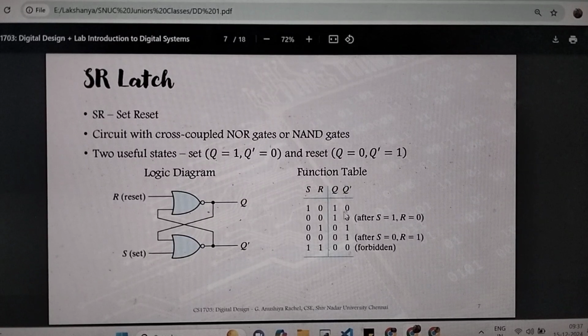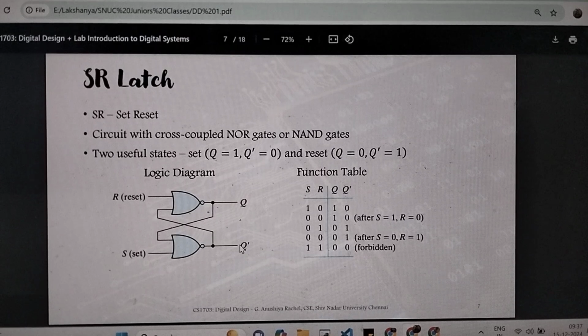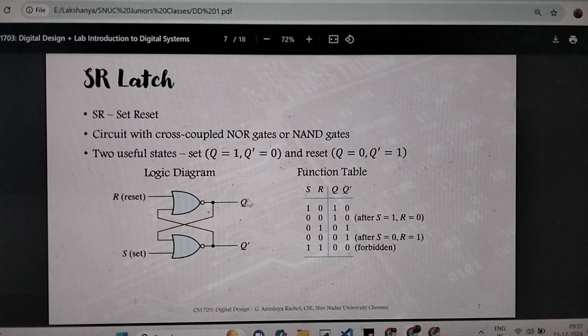Moving on, now this is our present state, Q 1, Q bar 0. Now we will try the inputs with both S and R as 0. So S 0, R 0, Q is a 1. So 1 NOR 0 would be a 0 because it's a NOR gate, so Q bar would become a 0. Similarly, this is a 0, Q bar was already a 0, 0 NOR 0 would be a 1. So 1, 0 again. So when we give 0, 0, we see that the previous state has been retained in this case. Now let's try giving 0, 1.